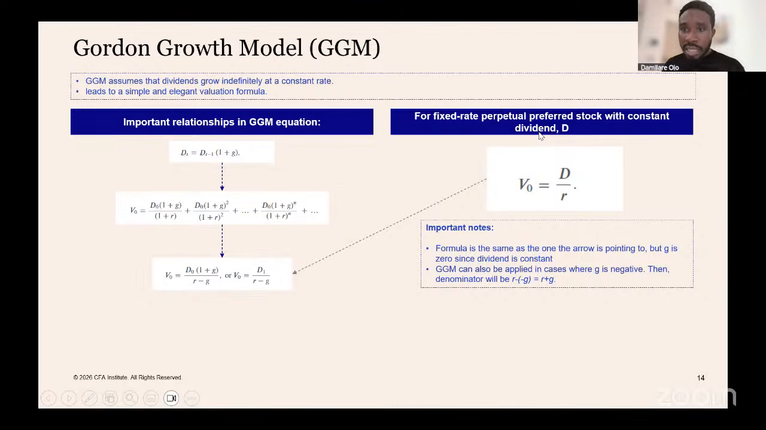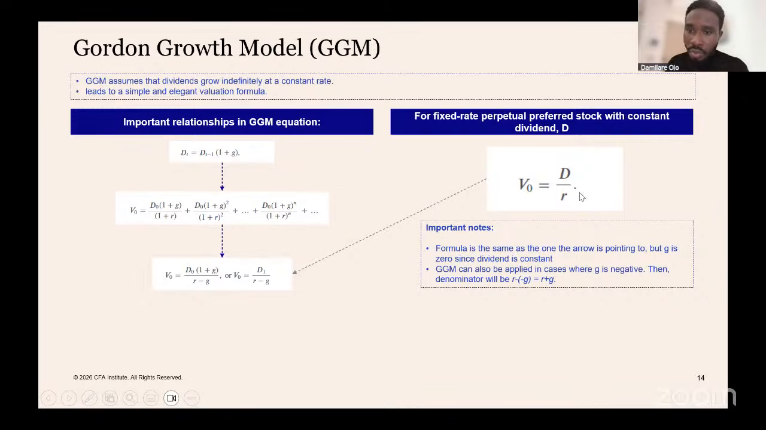The difference is that you have a constant growth rate. A fixed rate perpetual preferred stock means you don't have a growth rate. It's a fixed rate perpetual preferred stock with a constant dividend, so the dividend is constant. It means the dividend is not growing, then your G is 0. So you can rewrite it as D over R minus G, and with G at 0, it's just D over R. Okay, so that's what the point here is saying.